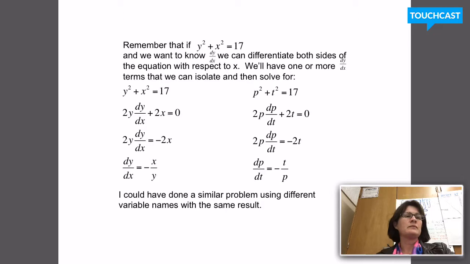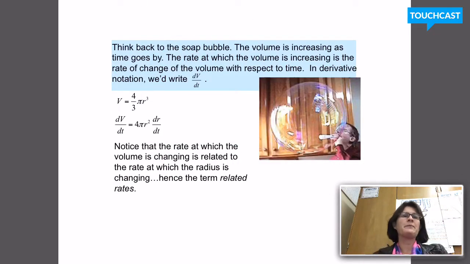So think back to the sphere, our big soap bubble that we're blowing up. The volume is increasing as time goes by. That means the rate at which the volume is increasing is changing with respect to time. So to describe that change, we would call that dV/dt, the rate of change of the volume with respect to time.